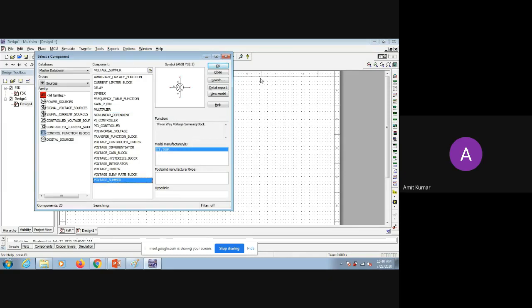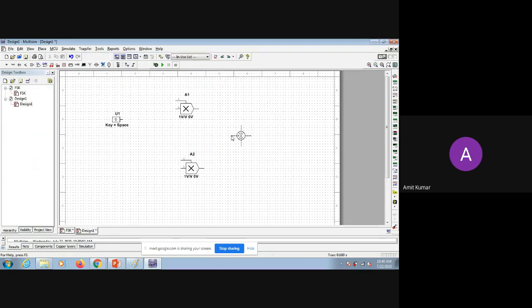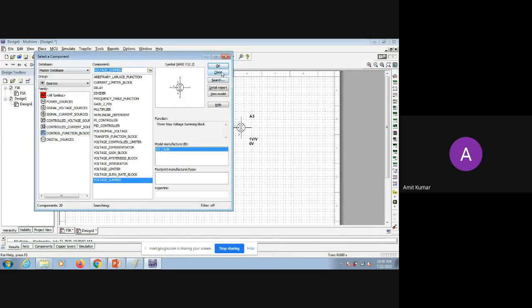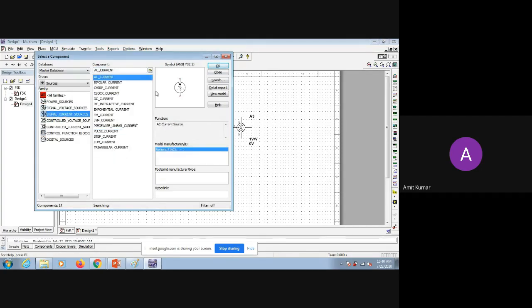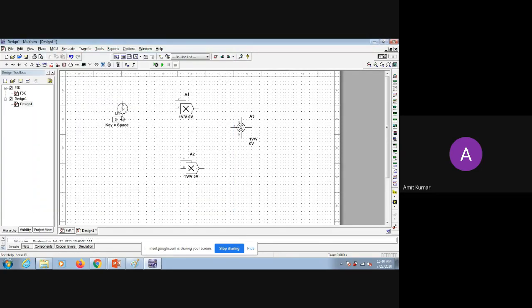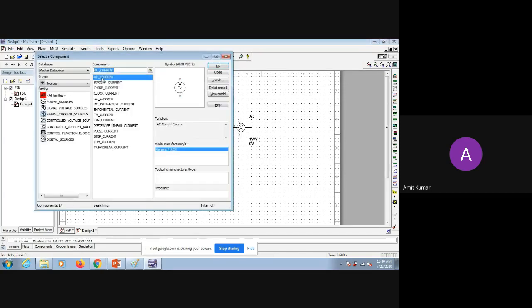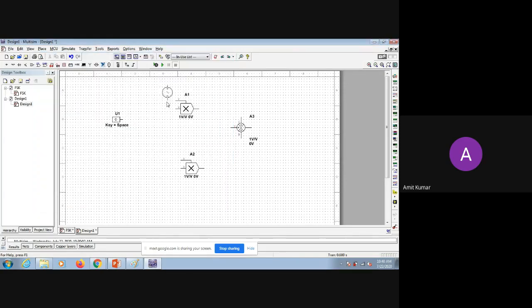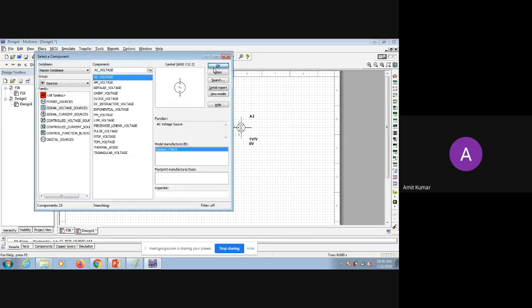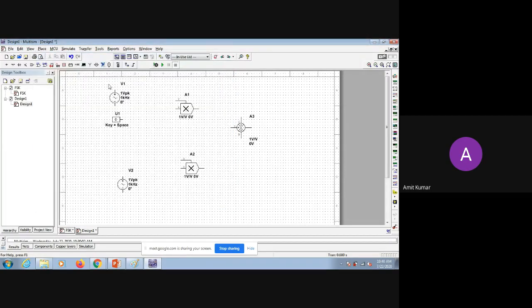The voltage summer is this one. So I will place the summer here. Then we will place two signal sources. So we will place an AC voltage source here. The first source we will multiply at A1 and the second we will multiply at A2. And we need an inverter.